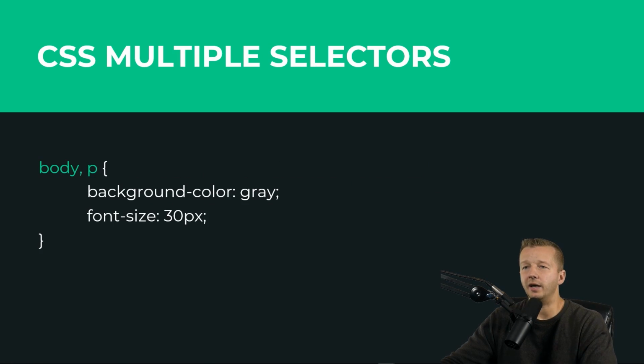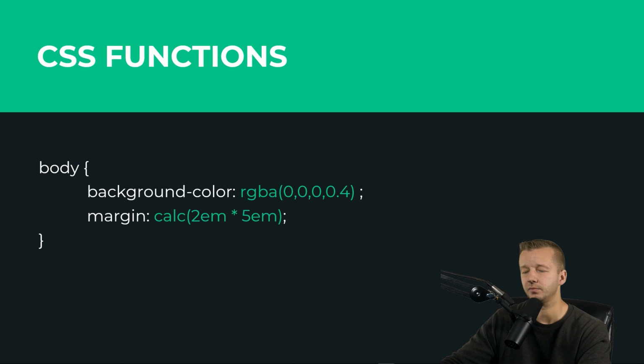All right. Some other interesting CSS things that you should know as a beginner. CSS has multiple selectors. If you have a rule set and multiple HTML elements that should be styled with the same declarations, you can just add them with a comma right there. So you can apply the same rule set to multiple selectors.